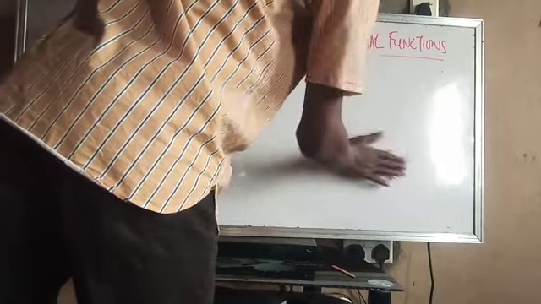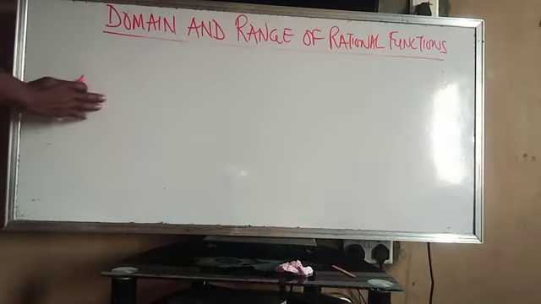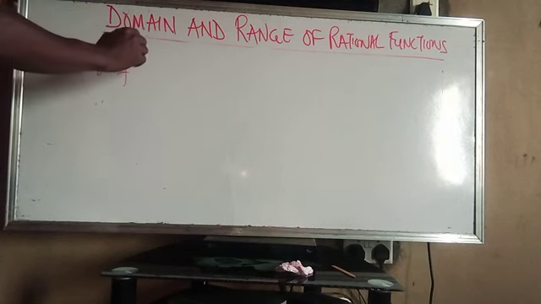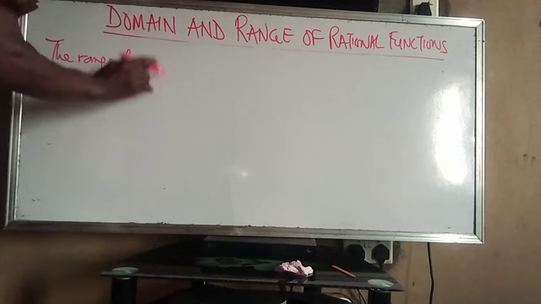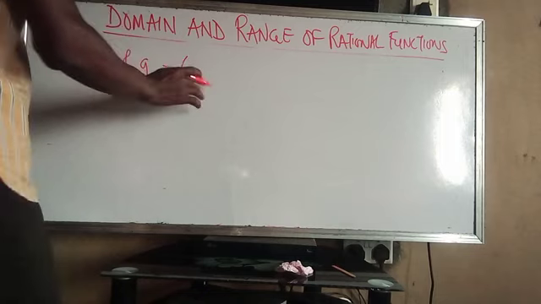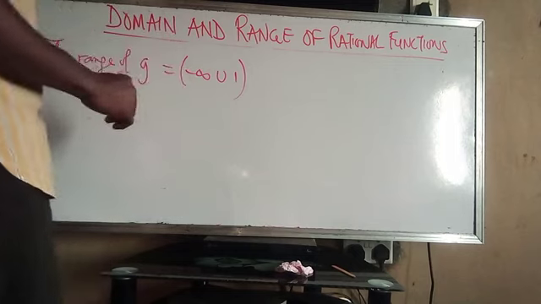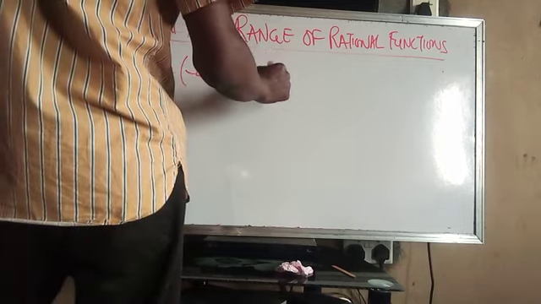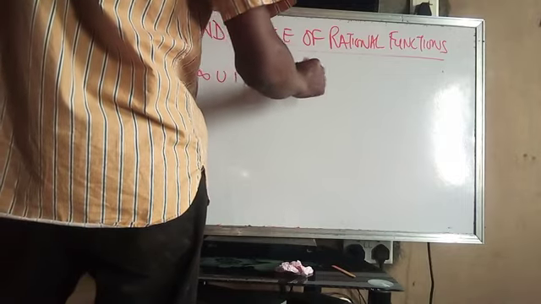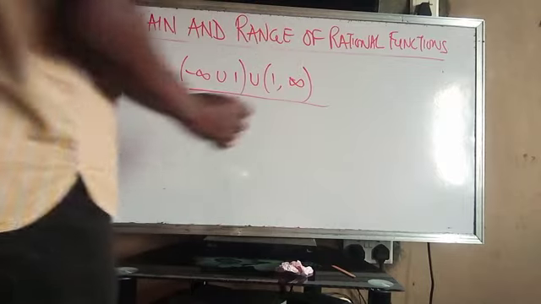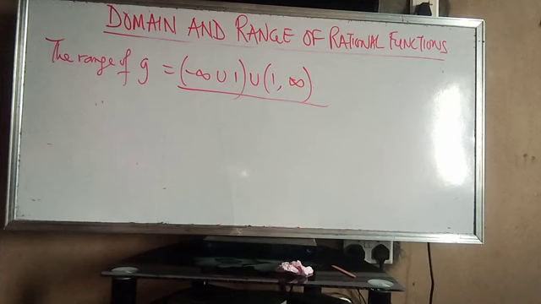So what follows now? Therefore, the range of the function, our function is g here, is what? Minus infinity union 1 to plus infinity. Can write infinity alone. So that is the range of the function. That's the range. Now the last one here, the last example.